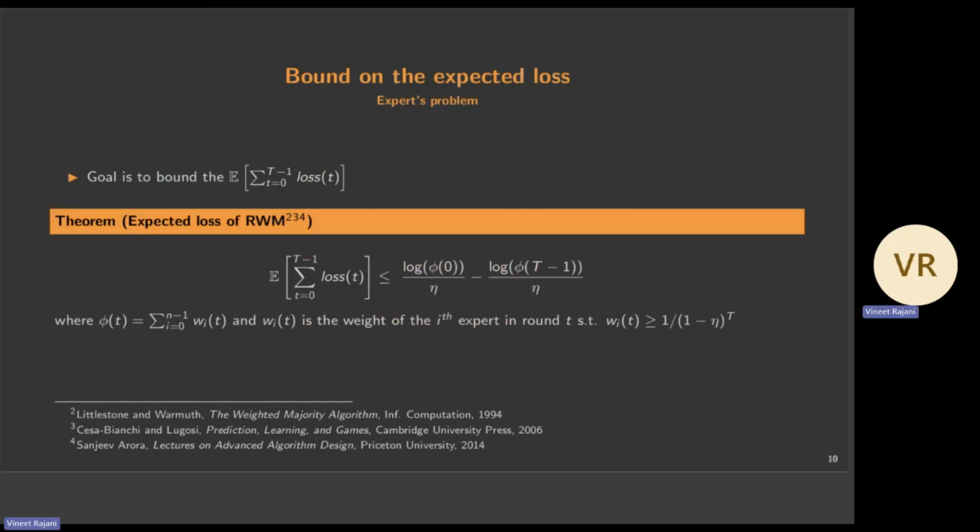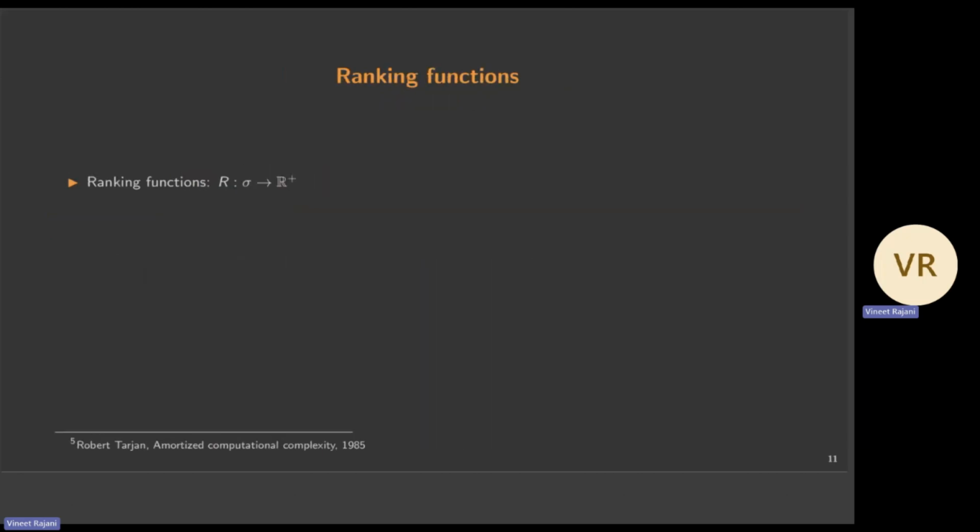Turns out we can. Specifically, we can show that the expected loss over capital T number of rounds is bounded by the difference as shown here, where phi_t is the sum of the weights of the experts in round t. So now the question is, how do we actually prove this? Well, proofs of this kind of theorems are often done using a ranking function based approach.